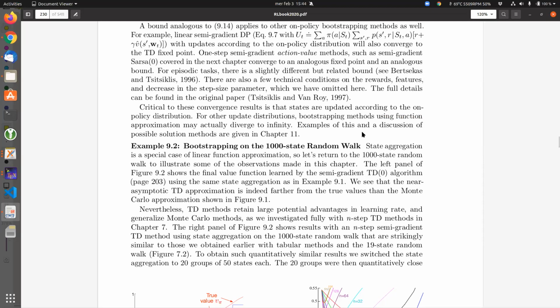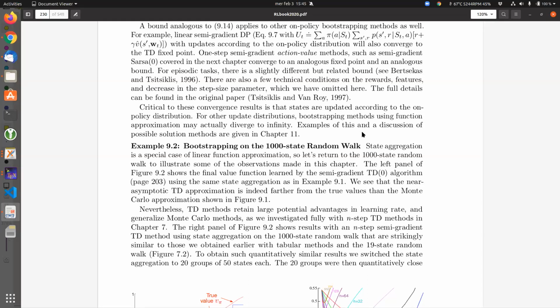Critical to these convergence results that I'm discussing now and that I'm discussing later is that the states are updated according to that distribution we were talking about, right? Because we need to follow the environment. If you update the states with other distributions, then bootstrapping methods can completely fail with function approximation. In particular, completely fail means that they can diverge to infinity, not converging at all. So forget the problem of saying if it is converging to the true solution. You don't have convergence at all. This is a very bad behavior of the bootstrap methods.